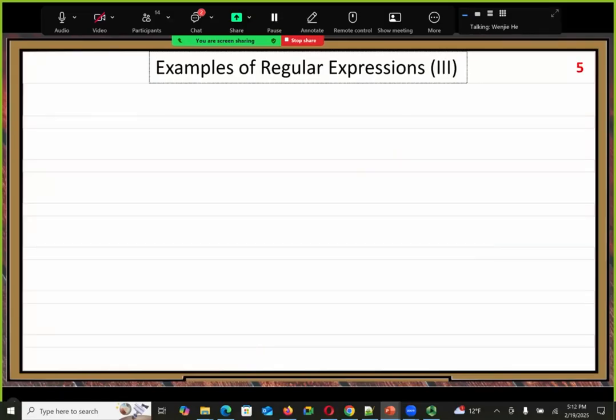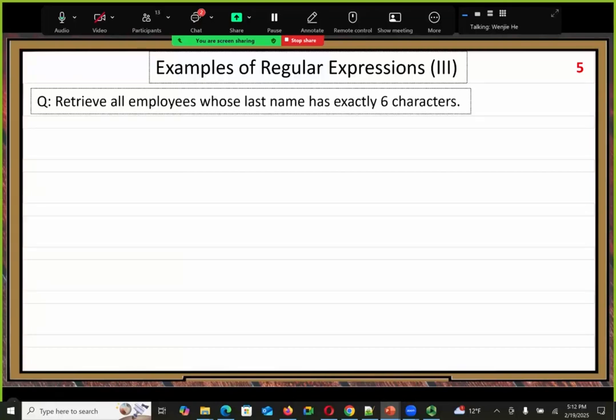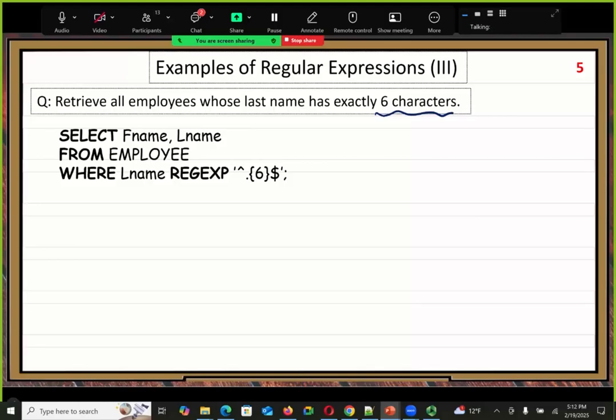Then the last slide I want to talk about. Only 3 minutes left, so let's just do one more example, then we finish today. Last question: retrieve all employees whose last name has exactly 6 characters. Another pattern, exactly 6 characters. So let's represent that with a regular expression. Here, the beginning, and 1 character repeated 6 times. Any character you can use, but that single character should be repeated exactly 6 times. That's the simple way.